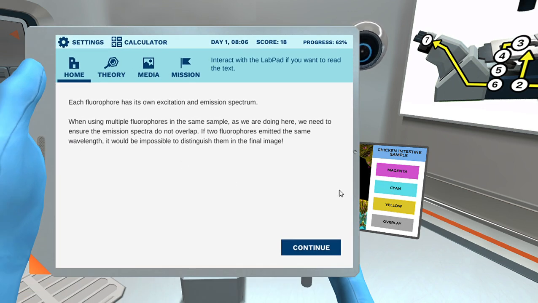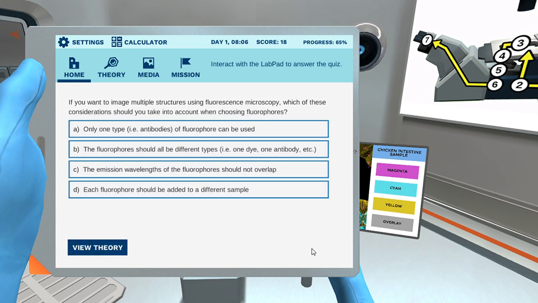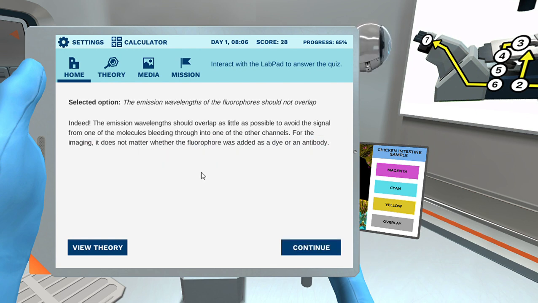Each fluorophore has its own excitation and emission spectrum. When using multiple fluorophores in the same sample, as we are doing here, we need to ensure the emission spectra do not overlap. If you want to image multiple structures using fluorescence microscopy, which of these is a consideration? Indeed. The emission wavelengths should overlap as little as possible to avoid the signal from one of the molecules bleeding through into one of the other channels.